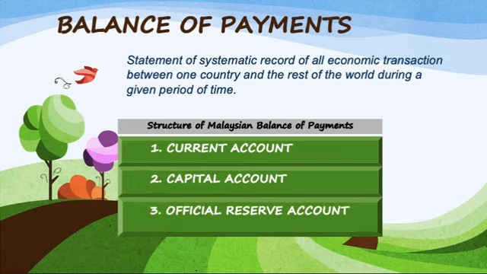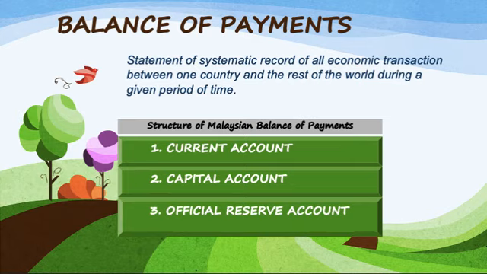Basically, dia macam account yang record all the transaction between one country and the rest of the world. For example, kalau Malaysia nak export ke US, so we will record in the balance of payment. Ataupun gaji yang keluar ke foreign workers pun kita akan masukkan dalam balance of payment. Basically, any kind of transaction yang melibatkan negara kita dengan negara luar, melibatkan dua negara yang berbeza, akan direkodkan dalam Malaysia's balance of payment.